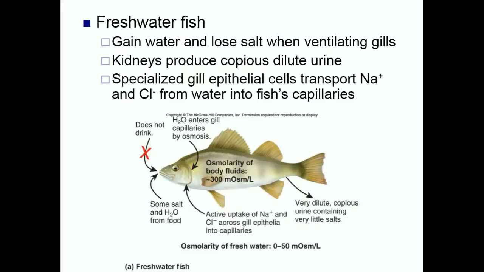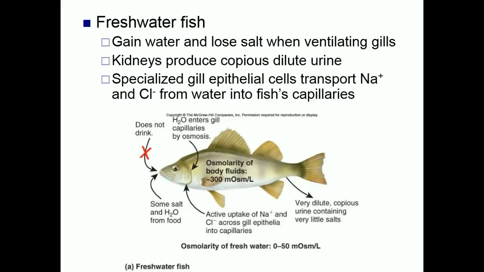Now it turns out that, of course, the concentration of sodium and chloride in the fish is higher than in the freshwater, so they tend to lose sodium and chloride to their environment. Now it turns out that for that the fish also have a solution in the form of so-called chloride cells in the gill epithelium that will transport sodium and chloride from the water continuously into the fish's capillaries. So through the gills, through the fine epithelium, the fish loses the salts, but it also takes up salts continuously, actively expending ATP through the gills continuously.